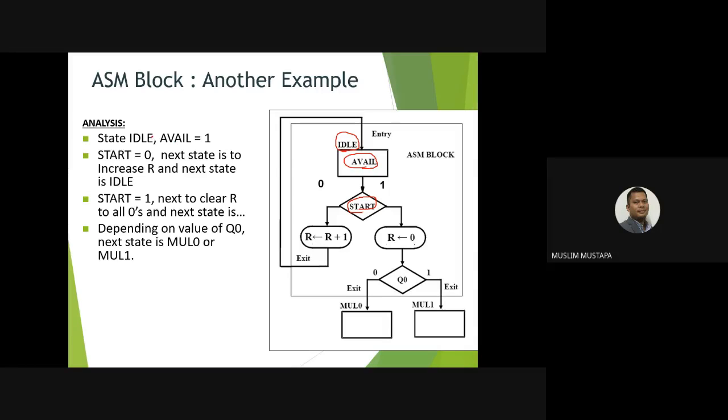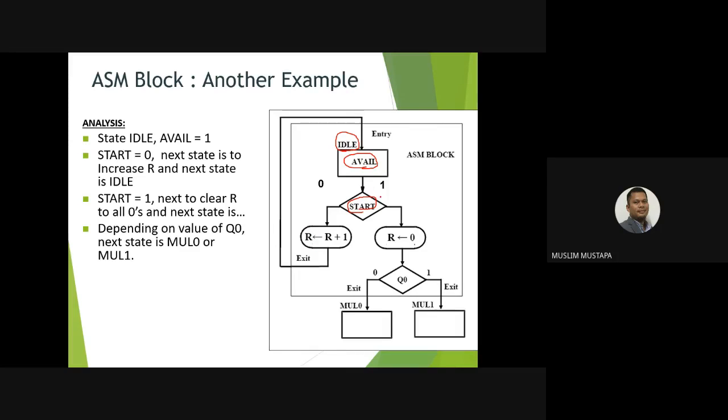Now it's in the state idle. So check if the available is equal to 1, then go and check the start. If start is equal to 0, then go to the left side. If start is equal to 1, go to the right. So what happens when you go to the left? R is incremented by 1, so R is equal to R plus 1. If R is equal to 0, now R is equal to 1.